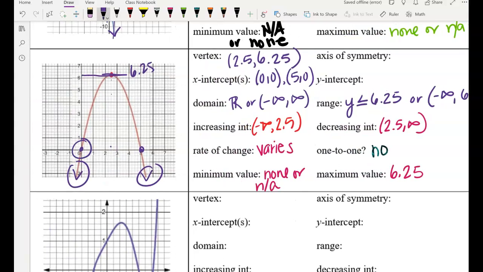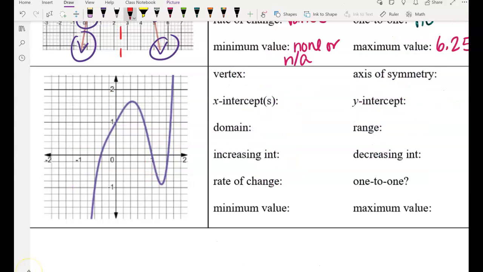Y-intercept, it happens to be the same as the x-intercept location of 0, 0. Yes, we do have one axis of symmetry. That is the h value of your vertex. So x equals 2.5. Here's example 4, and let's go and add the arrows again.